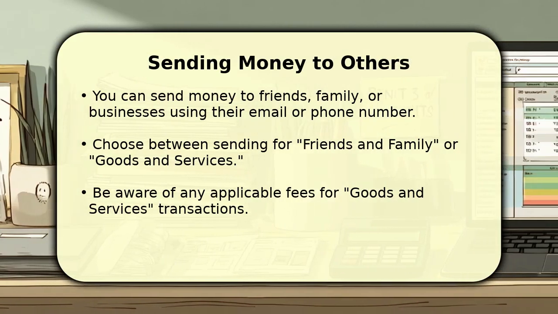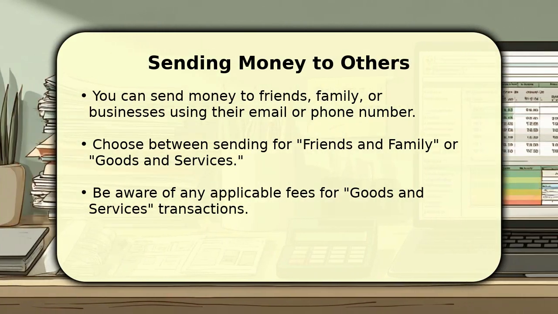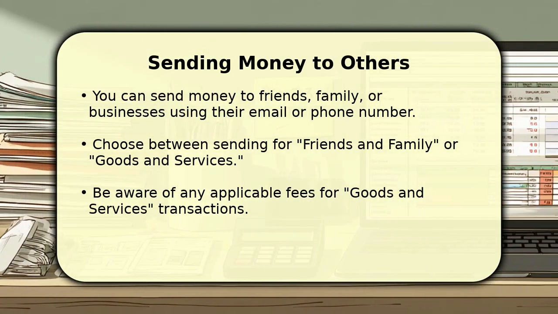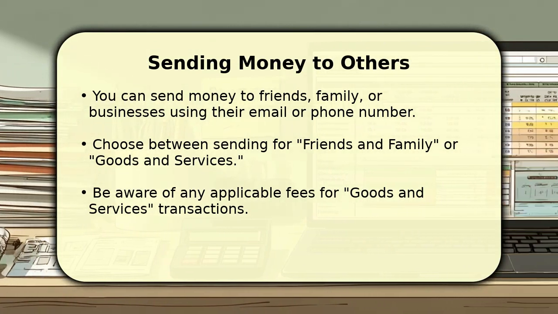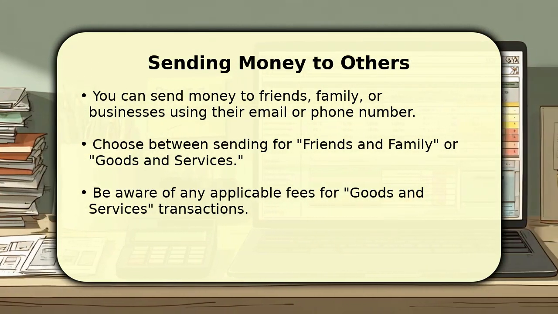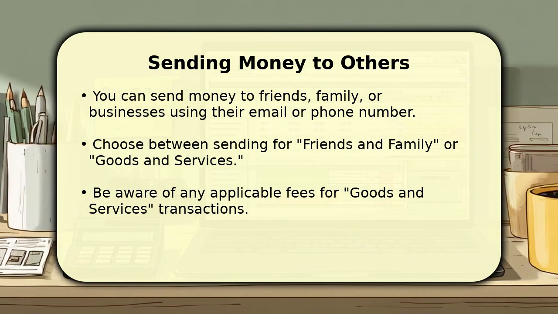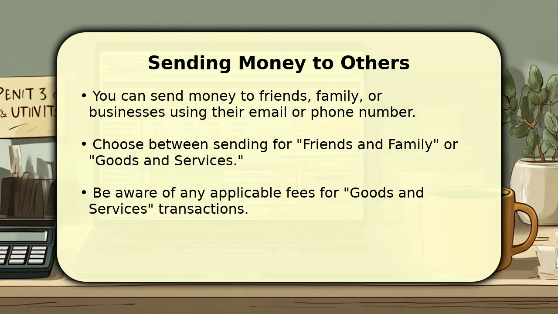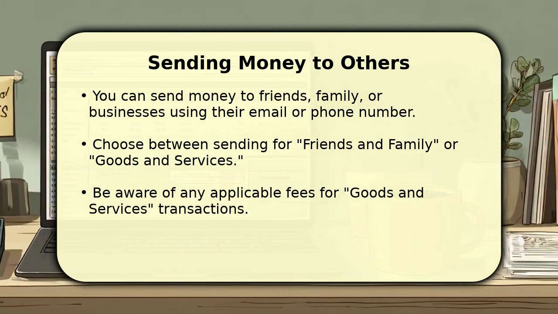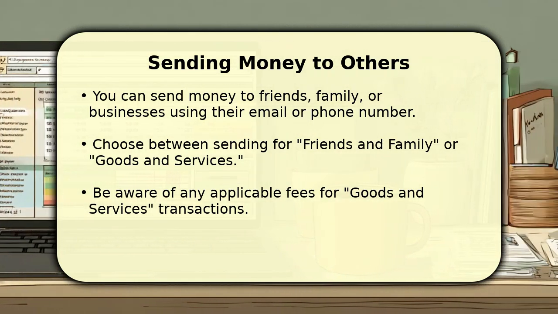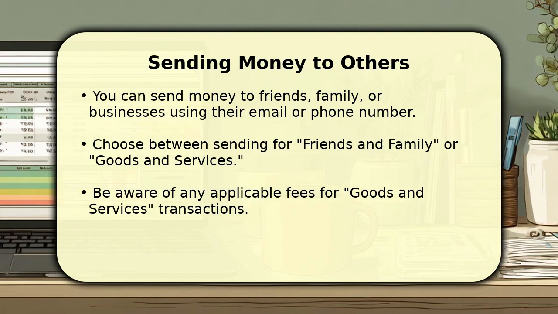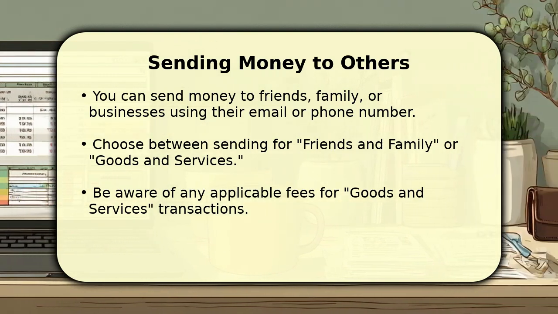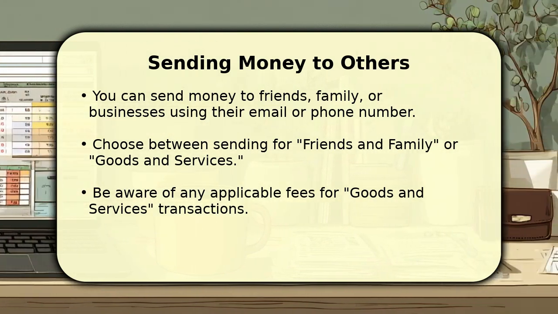Sending money through PayPal is straightforward. Navigate to the Send and Request tab and enter the recipient's email address or phone number. You can then specify the amount you wish to send. For personal transfers to friends or family within the same country, there are typically no fees. However, sending for goods and services or international payments may incur a small percentage fee, usually around 3%.